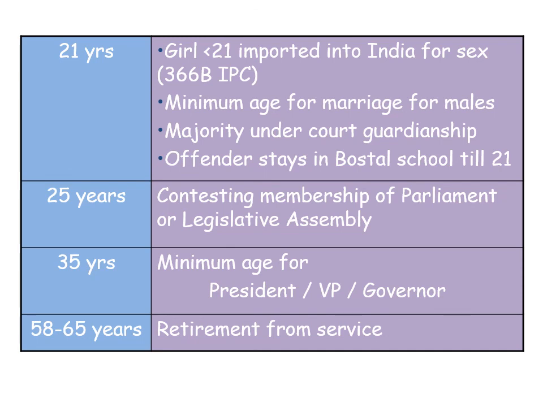The minimum age for marriage is 21 years for males. Majority under courtship. An offender stays in the Borstal school. At the age of 25, he can contest for Parliament or the legislative assembly. At the age of 35, one can become president, vice president, and a governor. At 58 to 65 is the age of retirement.